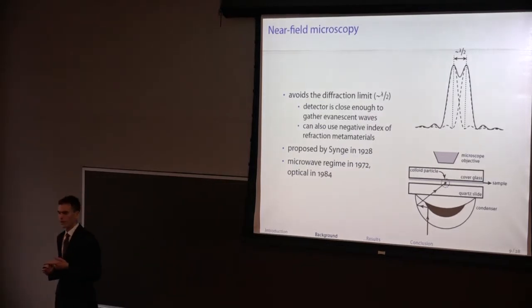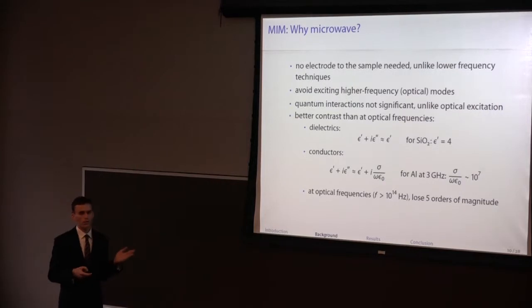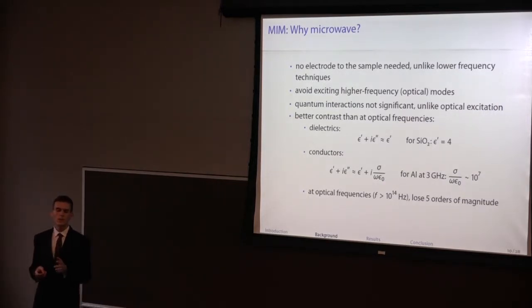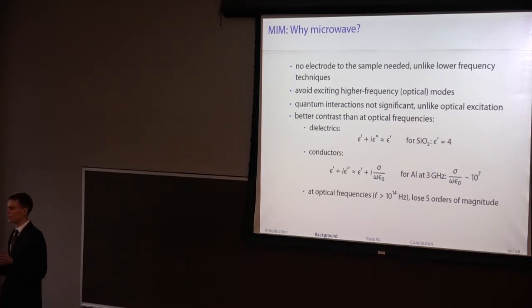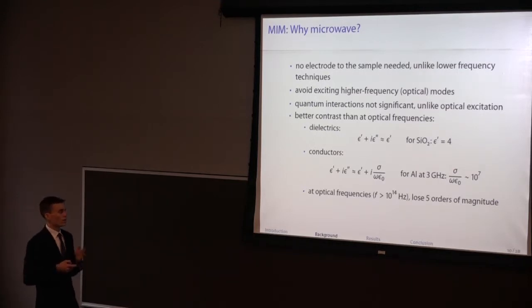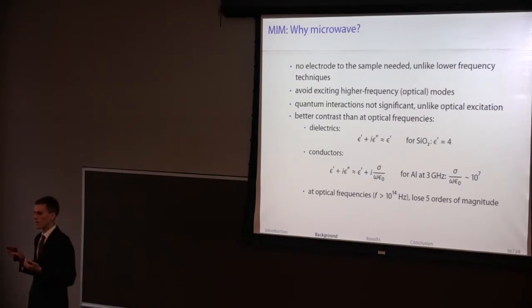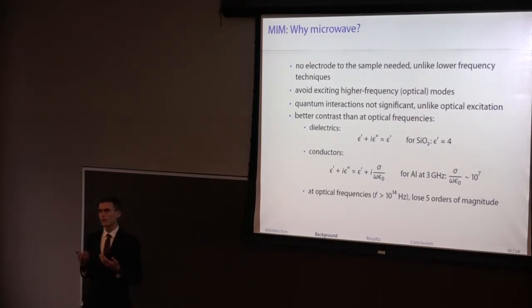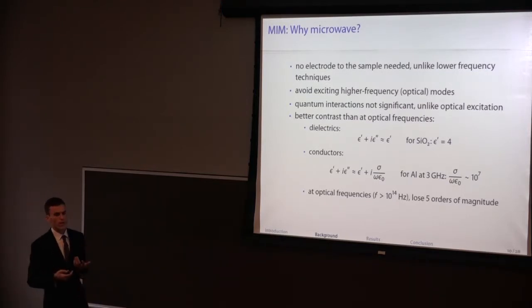So that introduces the question, actually, for the technique in the title, why am I using microwaves as opposed to optical frequencies or maybe lower frequencies? What's special about microwaves? Well, in terms of sample preparation, you don't even have to ground the sample, which you do have to do for lower frequency techniques. The real difference from the optical frequency regime is that there the quantum interactions tend to govern the response of the material, which maybe hampers the analysis unnecessarily if we're just investigating epsilon, the permittivity, and the conductivity sigma.